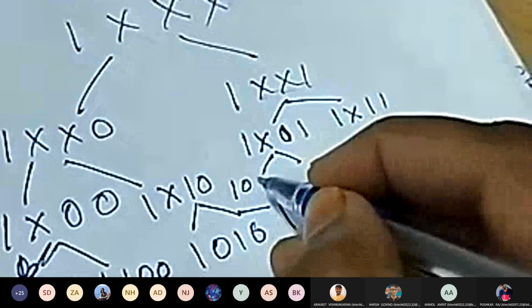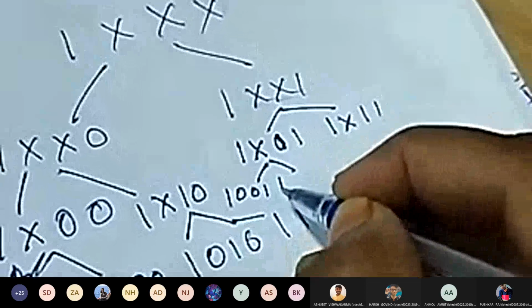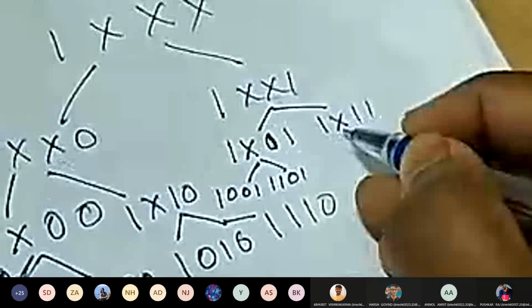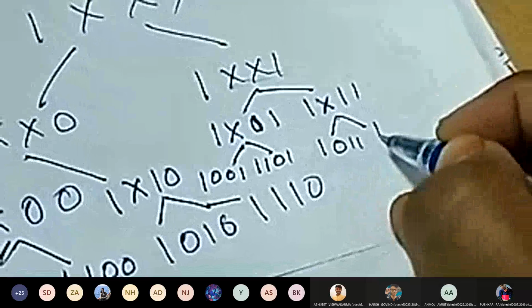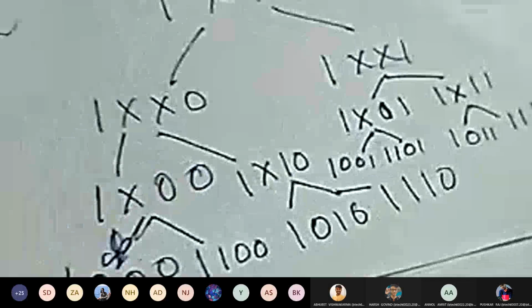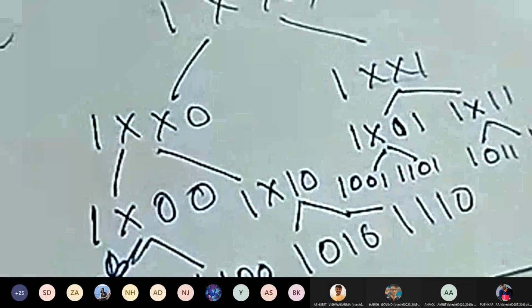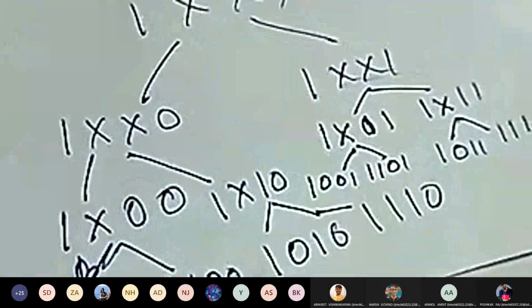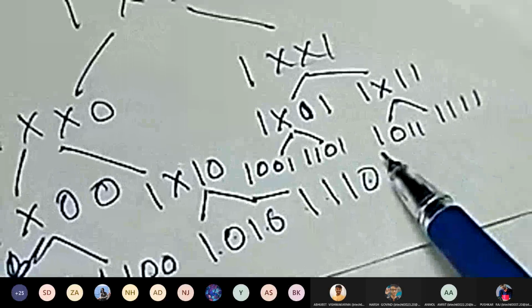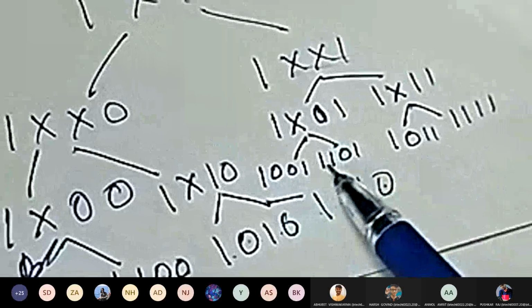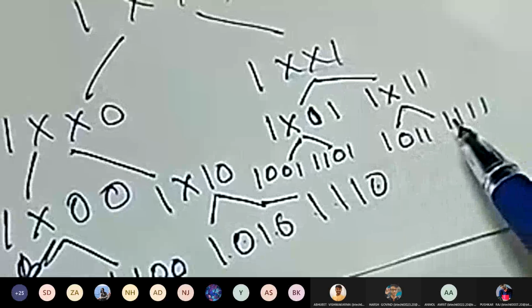That is 1 0 0 1 and here 1 1 0 1, and here we will take two parts. That is 1 0 1 1 and 1 1 1 1. So can you see all the values you have got? 1 0 0 0, 1 1 0 0, 1 0 1 0, 1 1 1 0, and here 1 0 0 1, 1 1 0 1, 1 1 1 1, 1 1 1 1. Means all this part you are going to get. Okay.